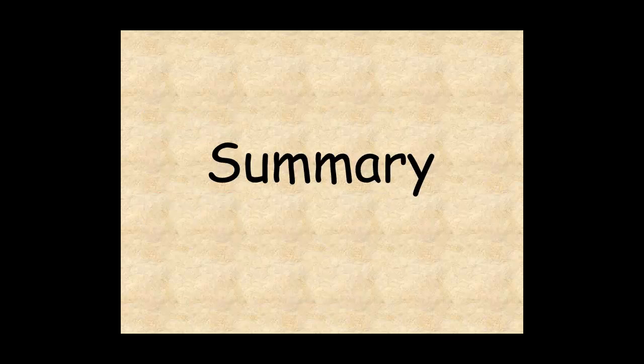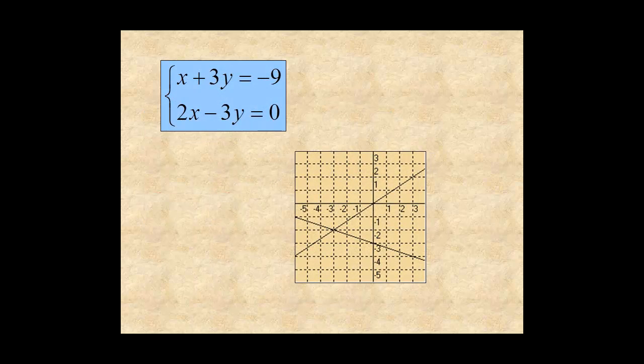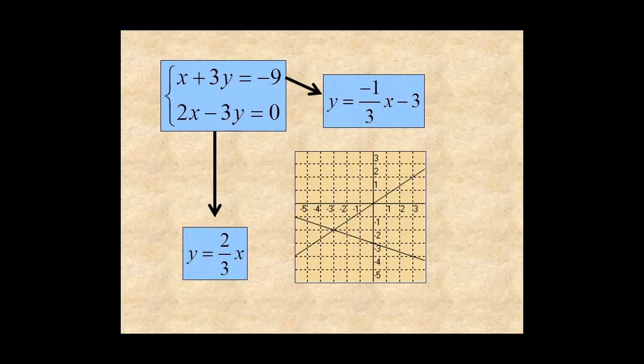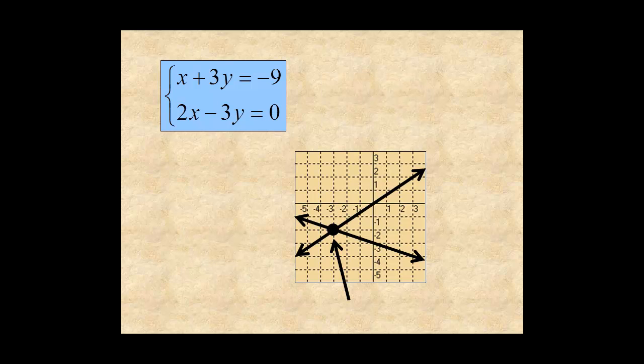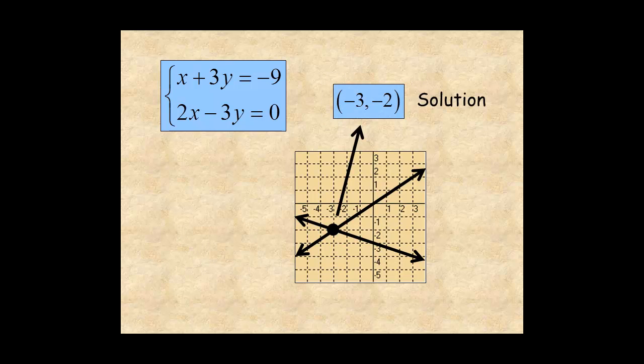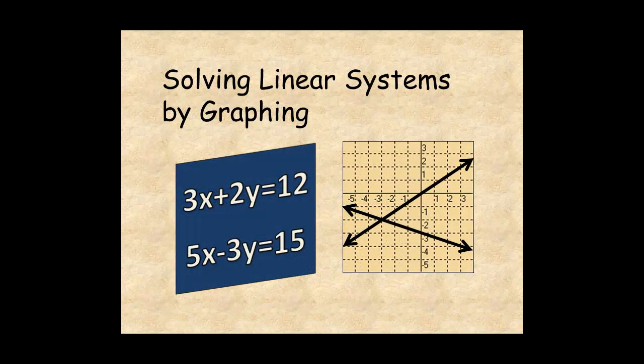To summarize, to solve a linear system by graphing, convert each equation to slope-intercept form and graph. The coordinates of the point where the lines intersect is the solution to the linear system. Always remember to check the solution. This lesson showed how to solve linear systems by graphing.